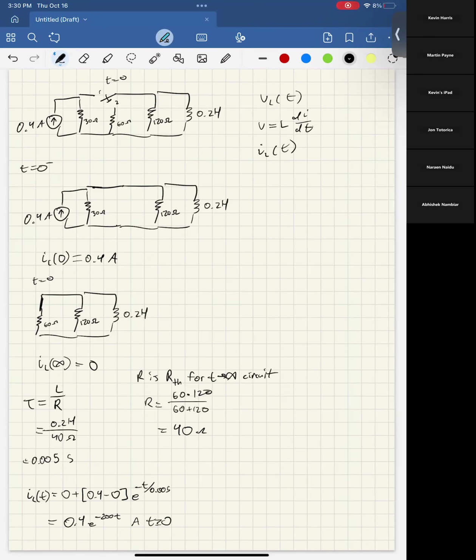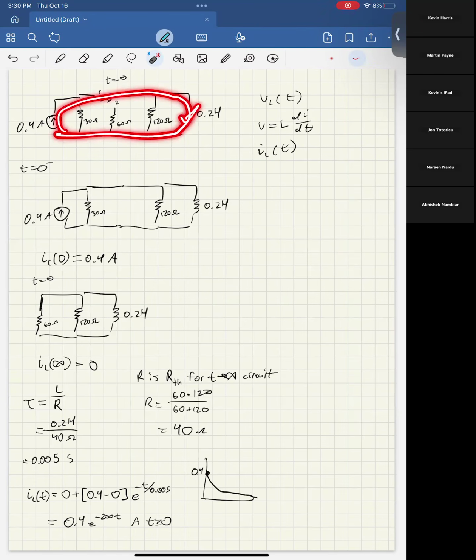What this is saying is if we think about graphing this, it'll start at 0.4 and then go down to 0, which makes sense because before the switch moves, we have 0.4 amps flowing through here. So that's why at 0, it's 0.4. And then after the switch moves, it's just going to discharge this over time until it goes down to 0.